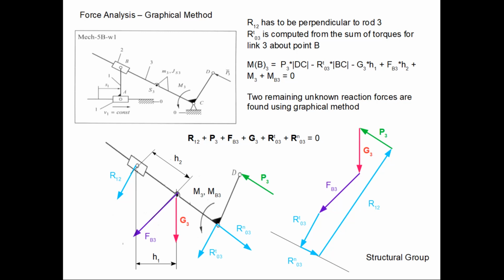If in another project you have a more complex element number 2 and maybe even more unknown reaction forces, to compute one of these reaction forces you also need to compute the equilibrium of torques of the forces acting only on body number 2 with respect to this common point between link 2 and link 3. After this computation we have only two unknown reaction forces. We know the directions of these forces, so you can graphically solve this vector equation, and here is the solution for our structural group.